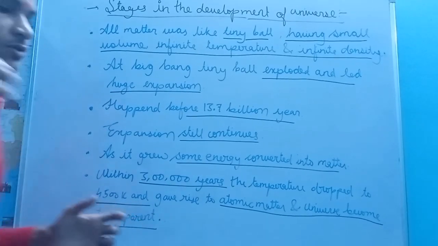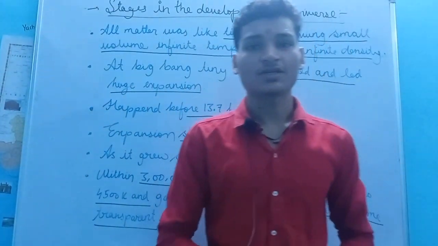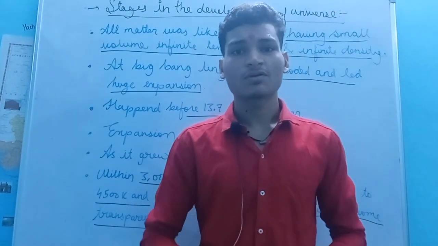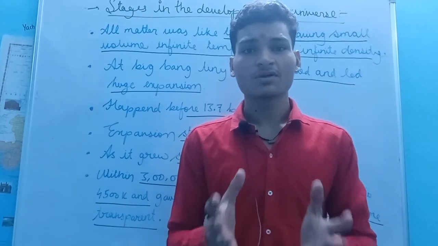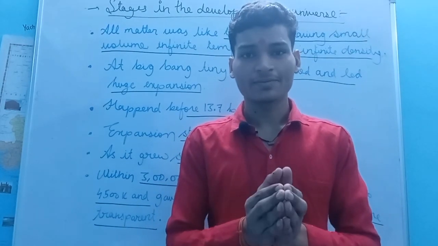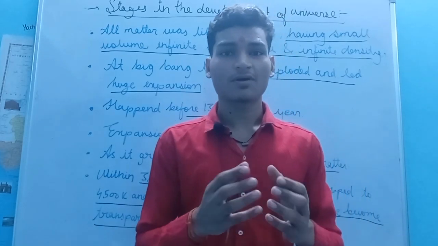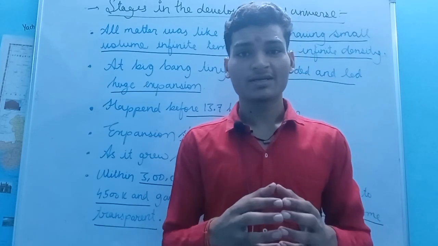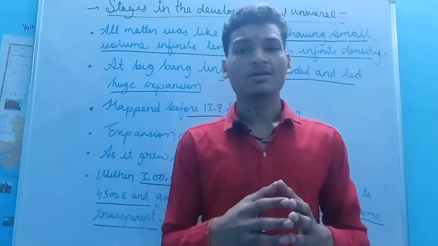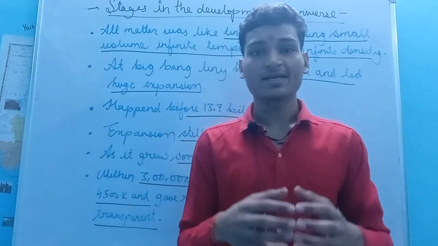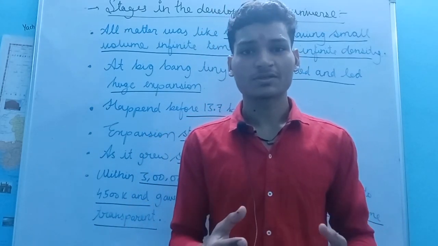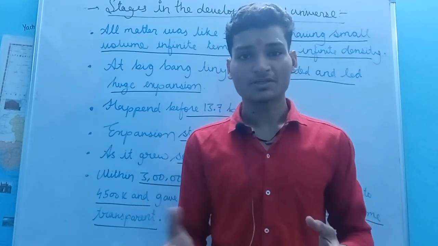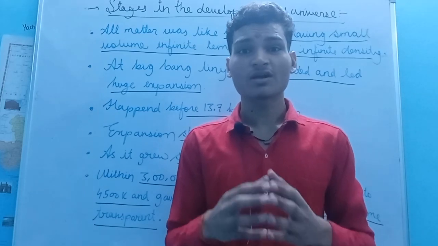Okay friends, so now we will discuss the stages in the development of the universe. First of all, in the beginning, the components that made the universe were like a tiny ball of small volume, having infinite density and infinite temperature. After that, at the Big Bang, it exploded and gave huge expansion. It happened just before 13.7 billion years ago, and the expansion still continues.